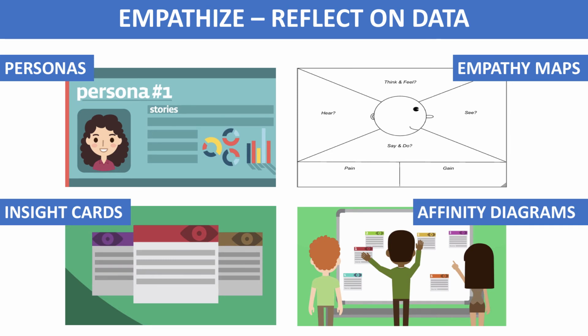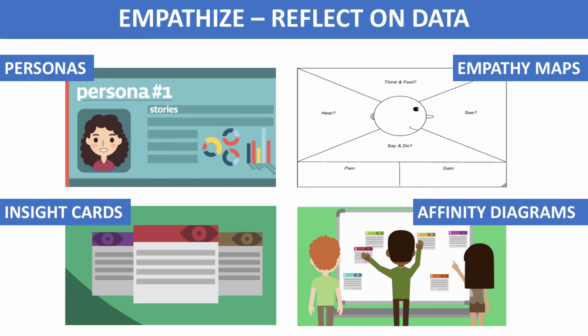There's a number of tools that can help us do this. There's personas, which we'll explore in more depth. There's also empathy maps that have you think through all of the various things that a user might go through, how they think and feel, what they see, what they hear, what they say and do, and ultimately summarizing the pains that they have versus the gains that they have when they try and do something to fix it.